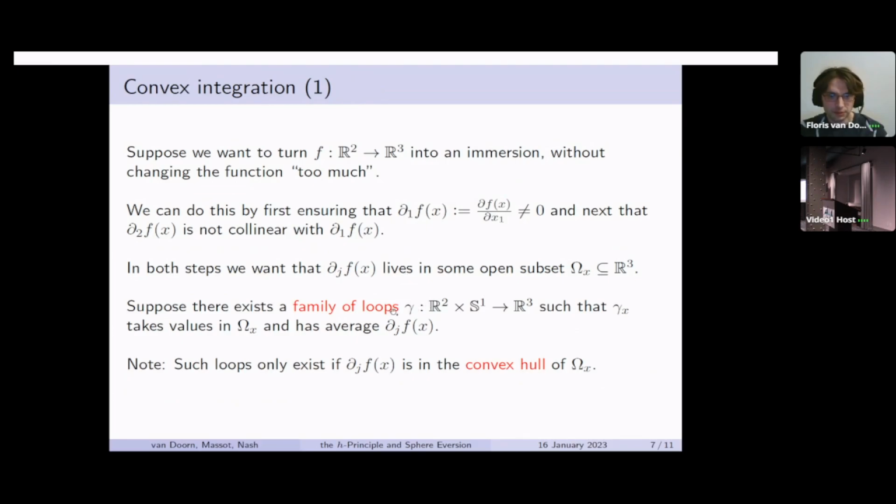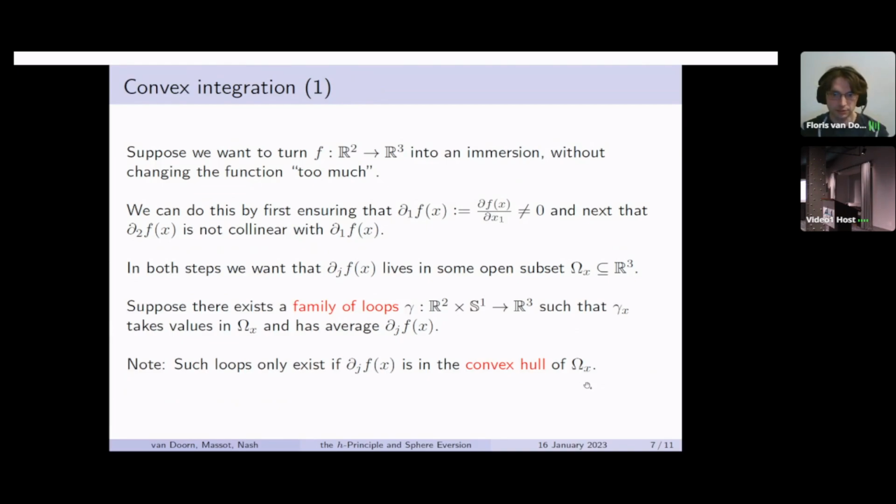Okay, so one of the main parts of the proof is actually proving that these loops exist in the more general setting of the homotopy principle. And what's interesting is that a necessary condition for the loops to exist is that these partial derivatives must lie in the convex hull of omega x.